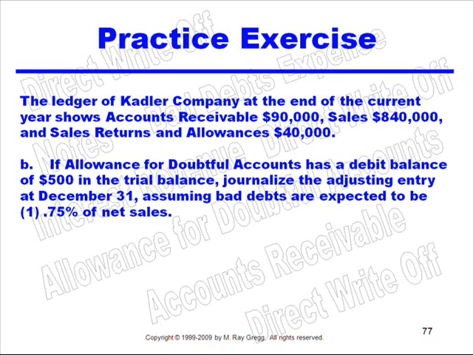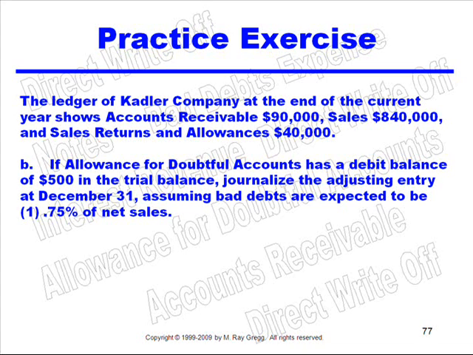The third of these four examples is labeled letter B. We still have some of the same characteristics. Accounts receivable balance is $90,000, sales $840, and sales returns and allowances is $40. But letter B makes a change in the allowance account itself. In letter A, it had a credit balance. In this case, it has a debit balance of $500.